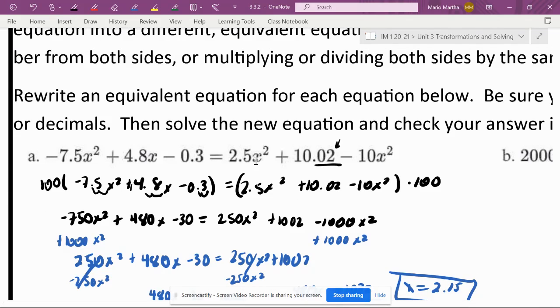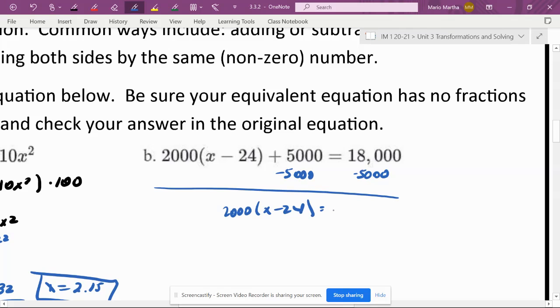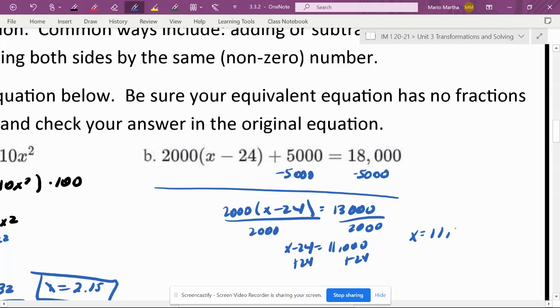All right. And then, so in part B, we have 2,000 times (x minus 24) plus 5,000 equals 18,000. So one thing you guys can do here before you distribute this, you can subtract 5,000. So we're going to rewrite this. And then you're left with 2,000 times (x minus 24) equals 13,000. And then divide everything by 2,000. All right, so it gives you x minus 24 equals 11,000. Add 24 to both sides. And you end up with x equals 11,024.